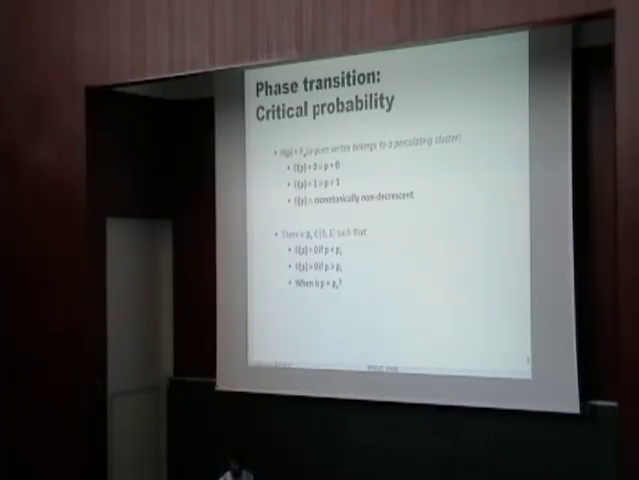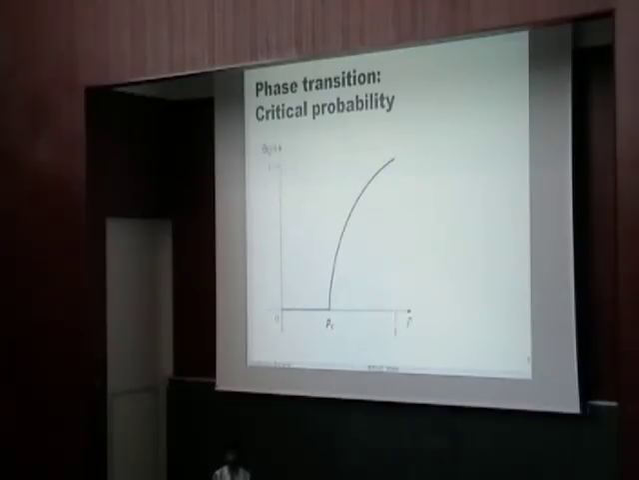So this value is called the critical probability. That's why this is a phase transition phenomenon. But the important question here is, what is the value of PC? Why? Because it is mathematically proven that if this function is positive, the probability of the existence of a percolating cluster is 1.